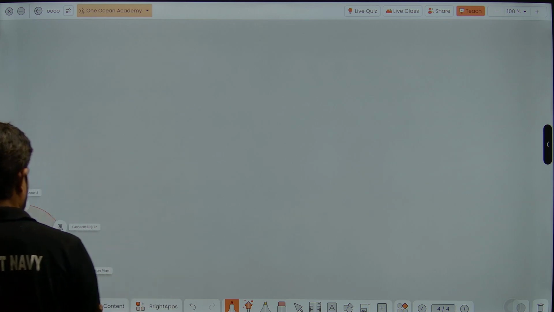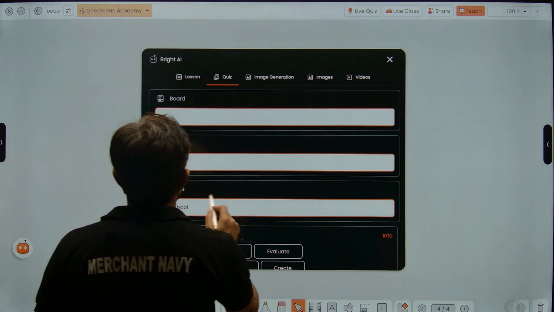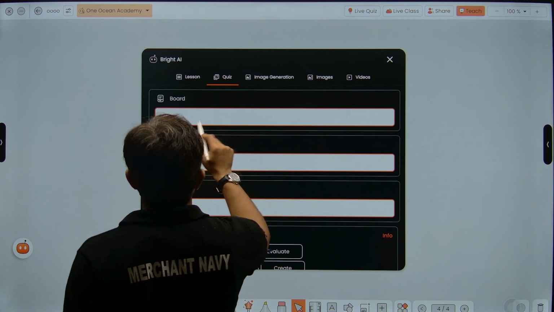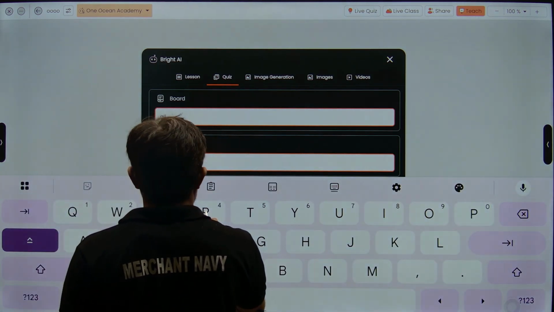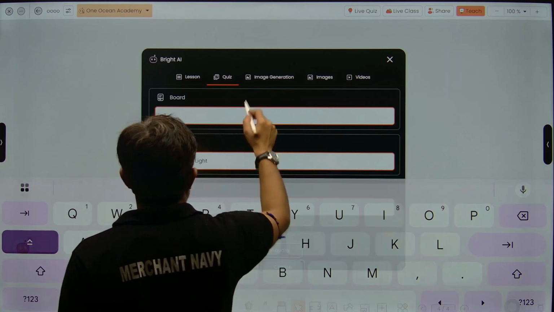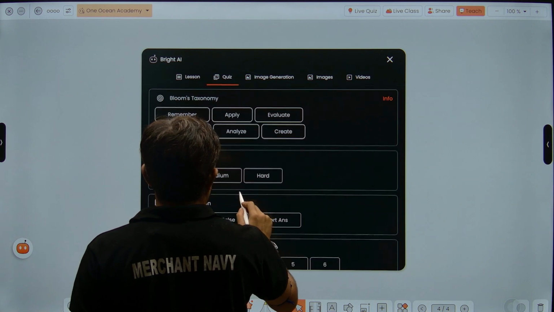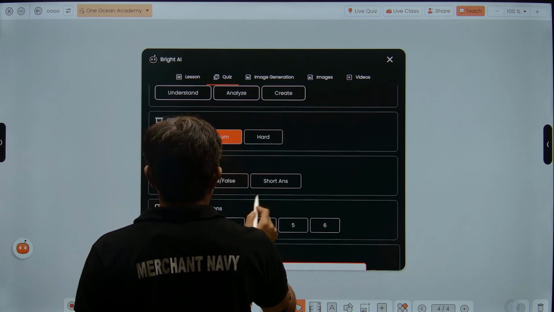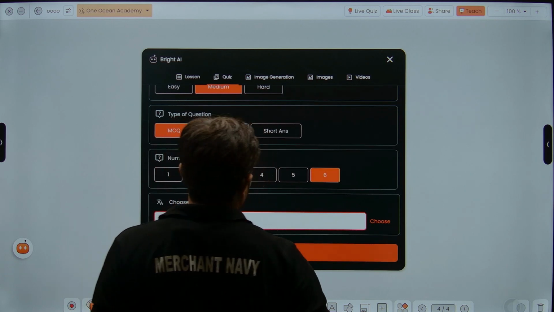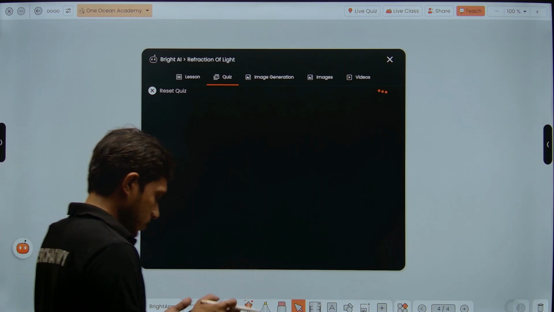Where the generate quiz. Okay, that is a board, all topic: refraction of light, high school, remember, applies, evaluate, medium, MCQ 6, English, generate. Give me a minute.